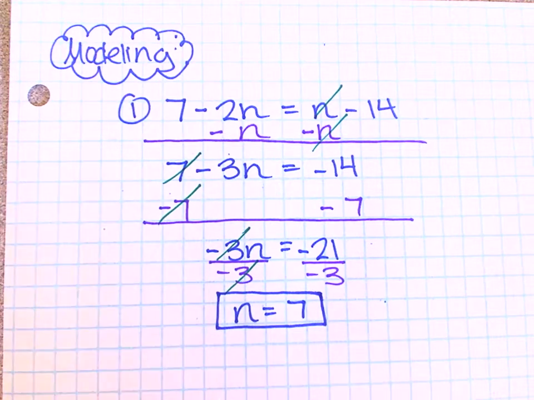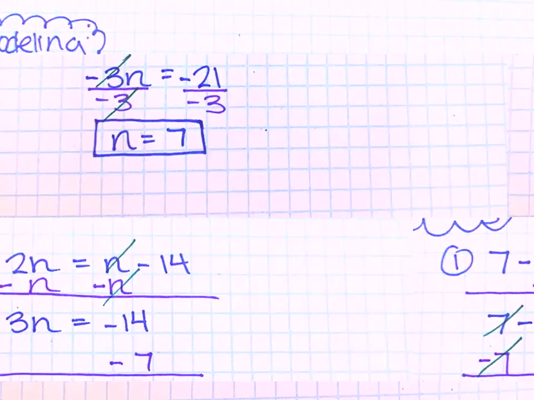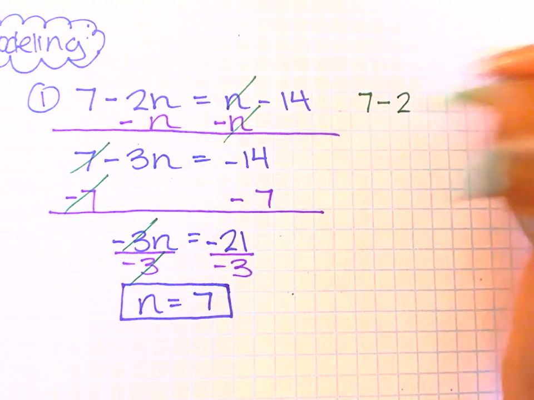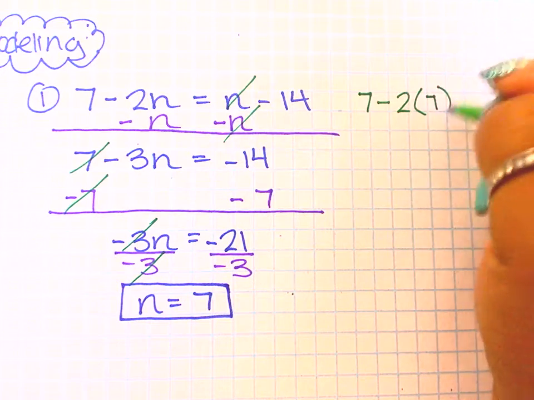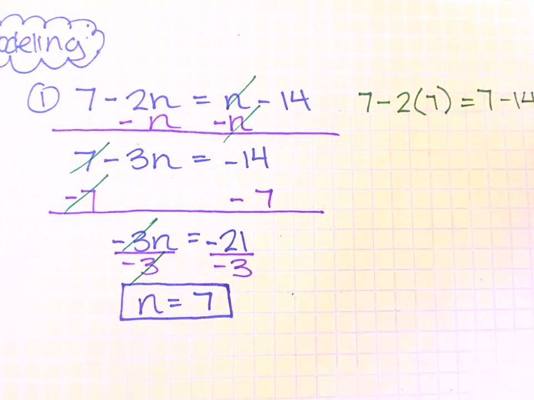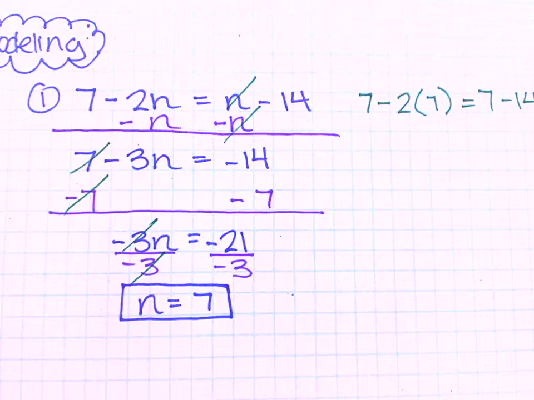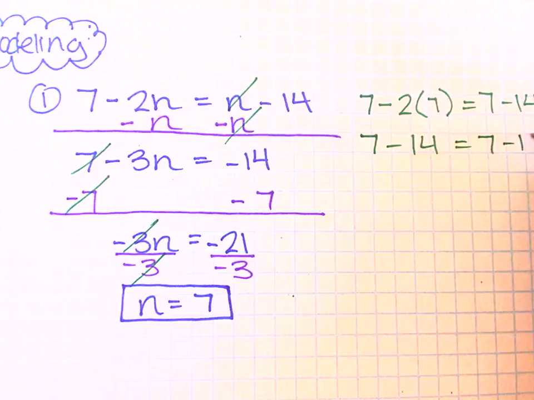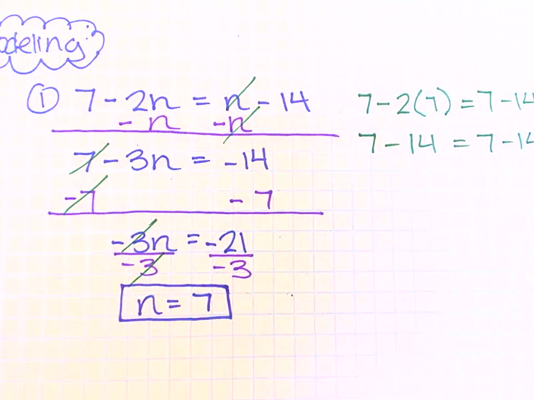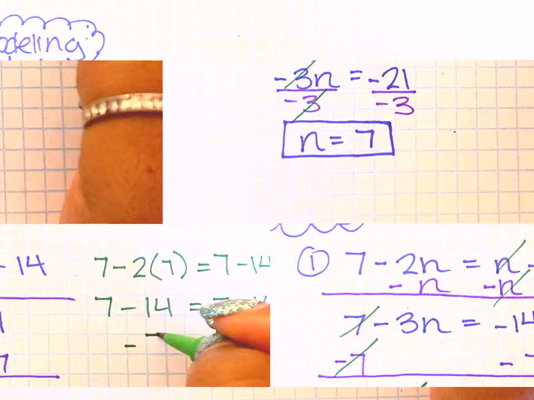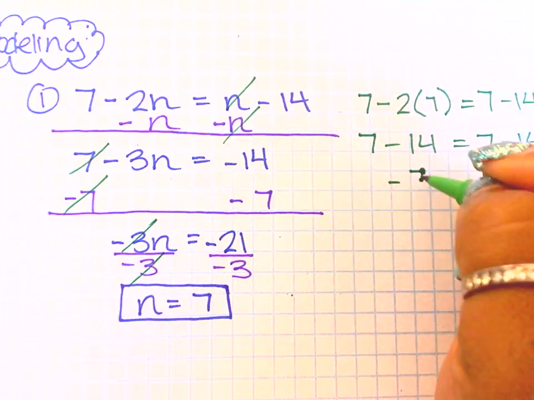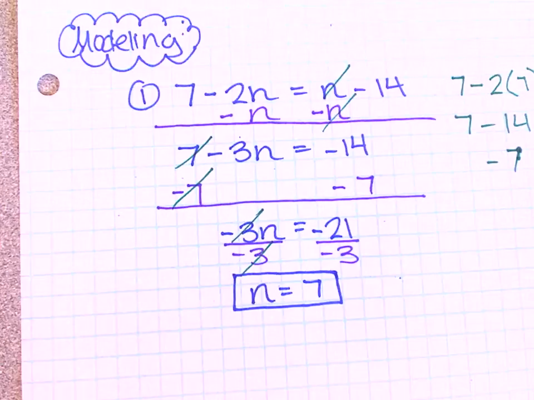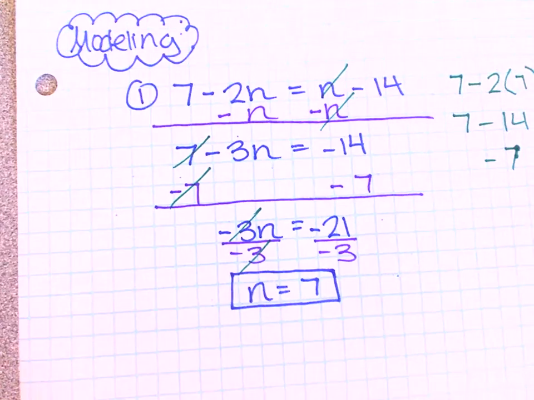Now, if I went back and checked my work, because that's what good mathematicians do, and I plugged it in, 7 minus 2, replace n with 7, equals 7 minus 14. They should equal each other by the time I'm done checking my work. So that'd be 7 minus 14 equals 7 minus 14. 7 minus 14 is what? -7. Sorry. And then they should equal each other. So check your work.